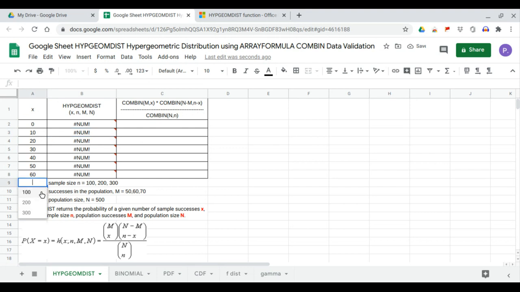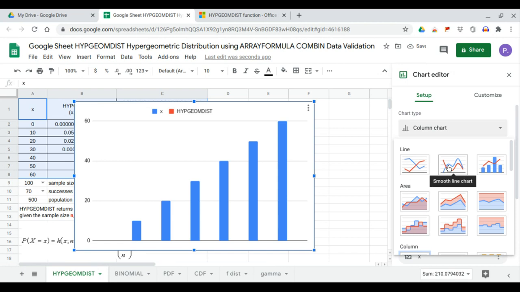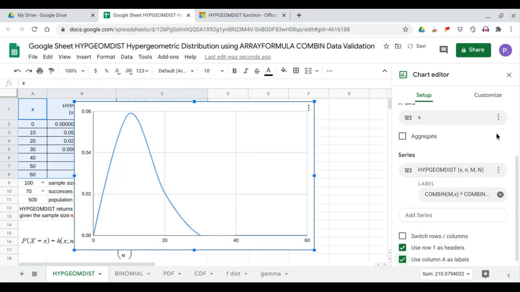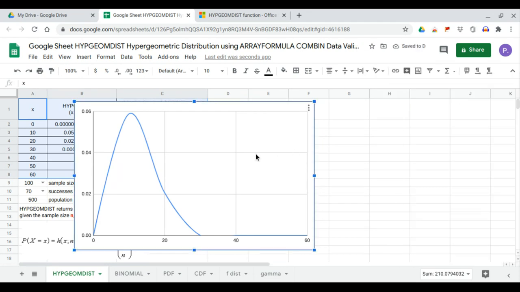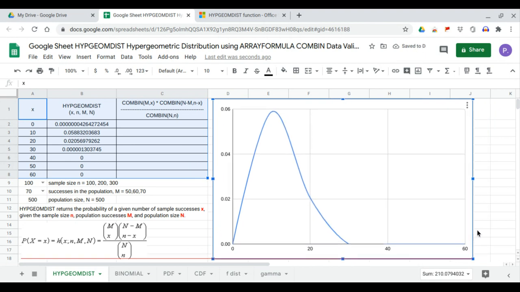For now, we'll choose 100 and m is 50, or we'll choose 70. And we'll generate the dataset. This time we will use smooth line to generate the chart of our dataset.